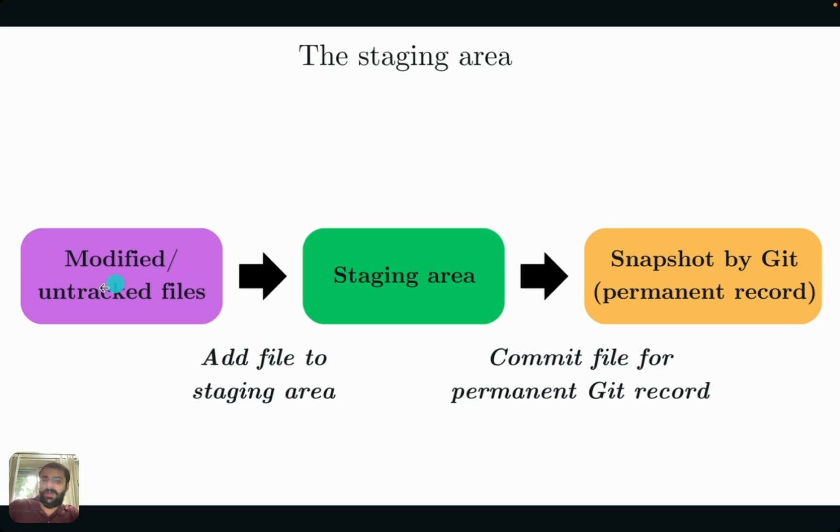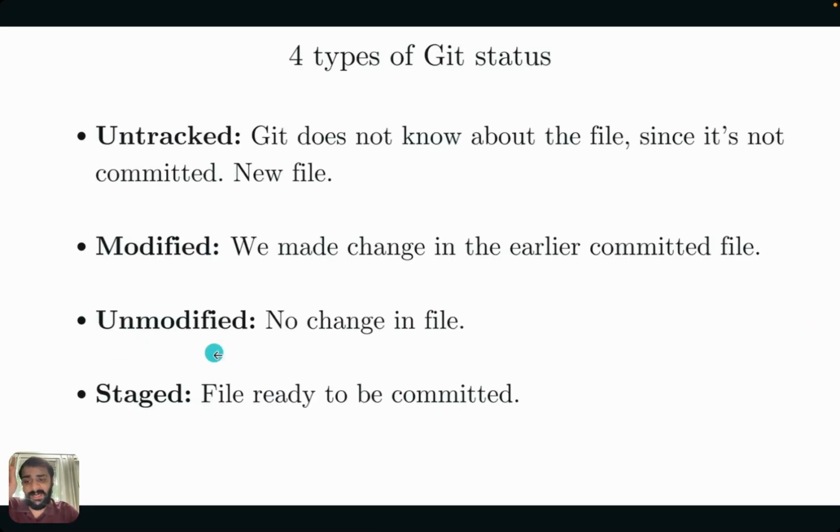Let's say the file is modified or untracked, you have to first add it to the staging area, then it becomes staged, then you have to commit. When you commit, that's when Git takes a snapshot. The file is now ready. It's in Git's permanent record, and now it's ready to be uploaded onto the GitHub repository online. That's the concept of the staging area, and that's where this fourth status comes, staged.